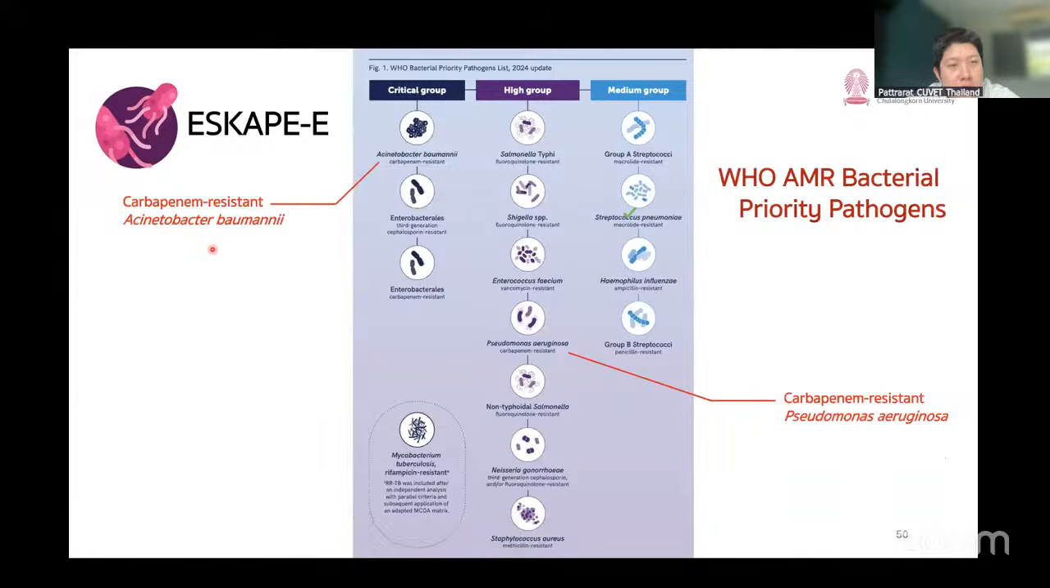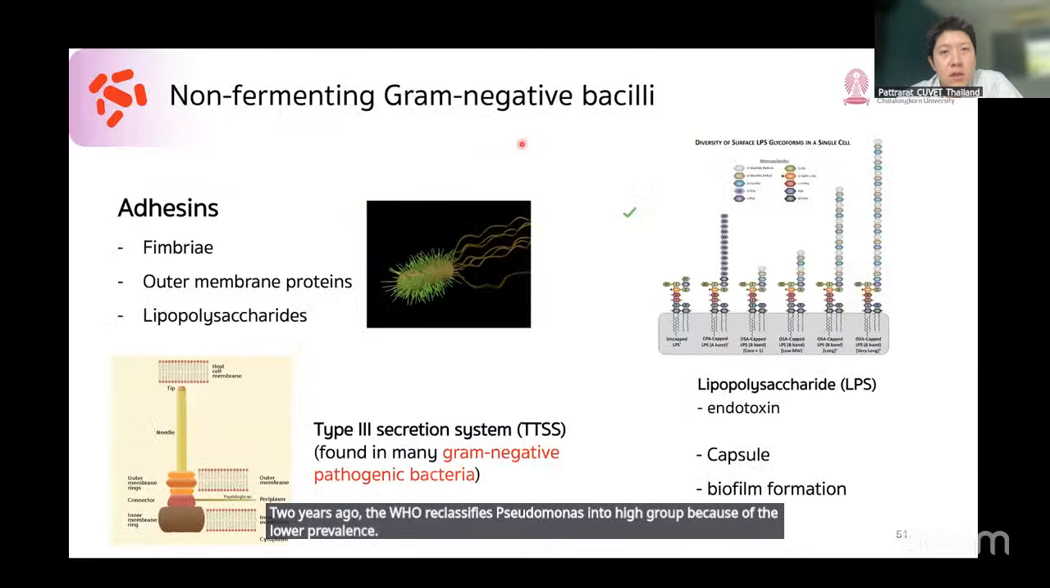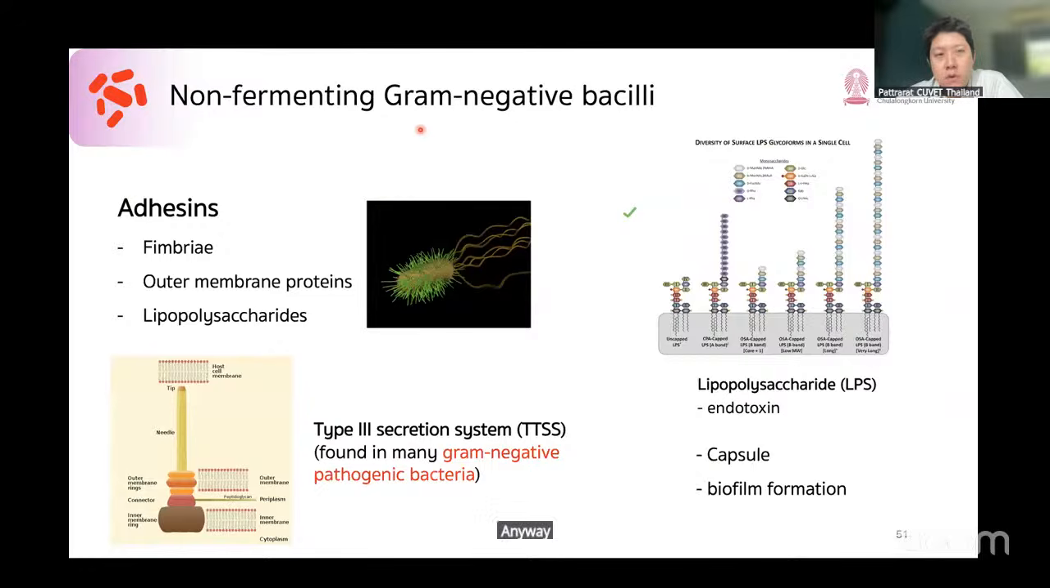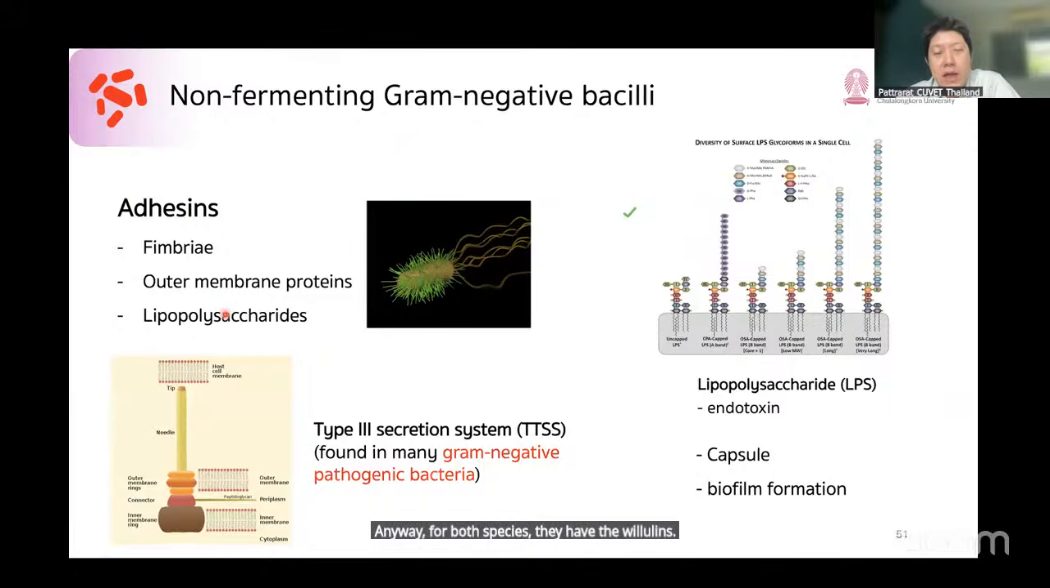Carbapenem-resistant Acinetobacter baumannii has been reported with higher frequencies. So this is classified in the critical group, but 2 years ago, the WHO reclassified Pseudomonas into the high group because of its lower prevalence. Anyway, both species have virulence and high resistance to antimicrobials.